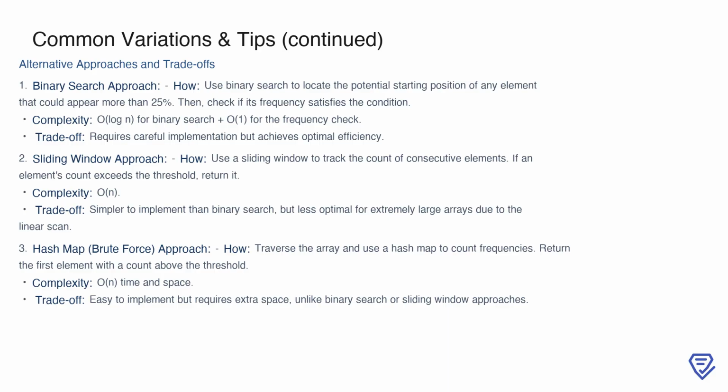Finally, the hash map approach counts element frequencies during a single traversal and returns the first element exceeding the threshold. While easy to implement, this method has a higher space complexity due to the use of the hash map, making it less space efficient compared to binary search or sliding window techniques. Each approach has its strengths, so choose based on the problem constraints and your implementation preferences.